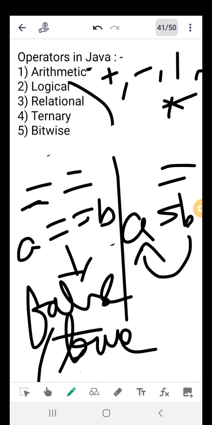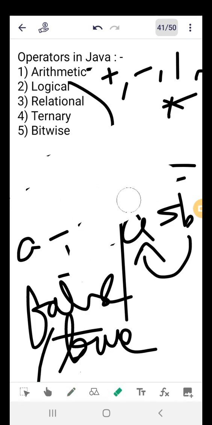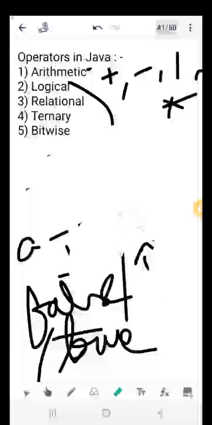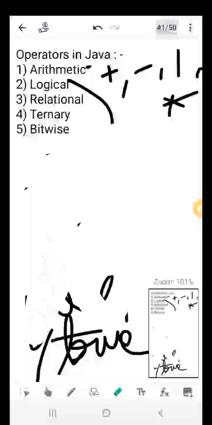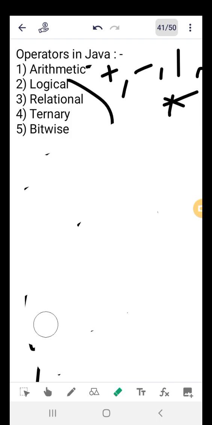If it is equal, then it will return true. If it is not equal, then it will return false. As simple as that. Okay, this was the difference. Don't get confused between equal and equals to. Both are two different things.